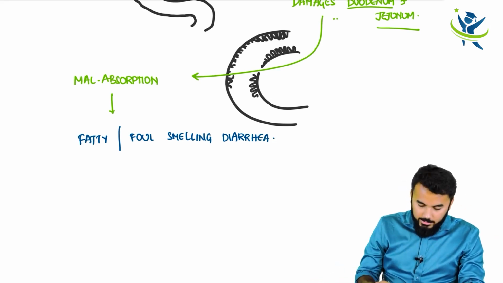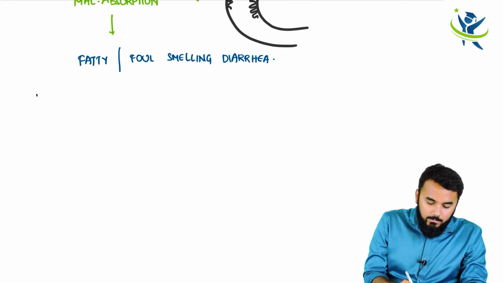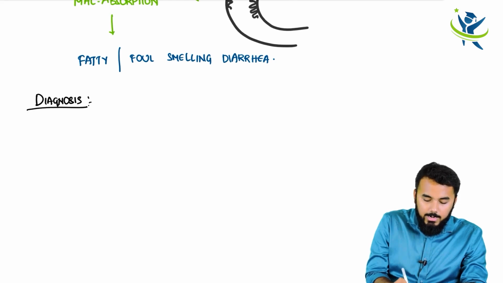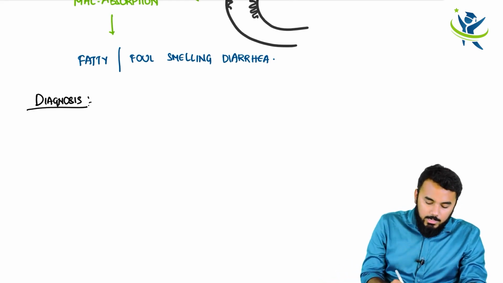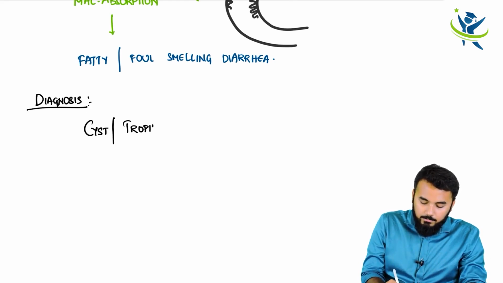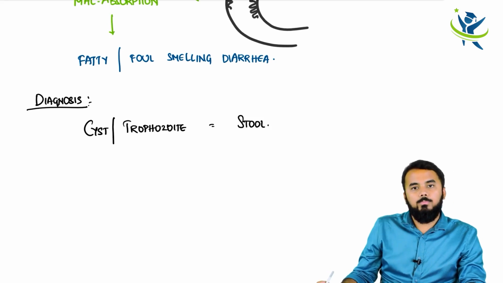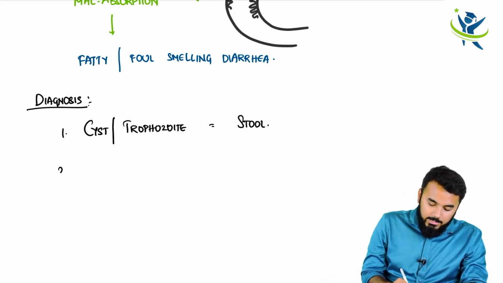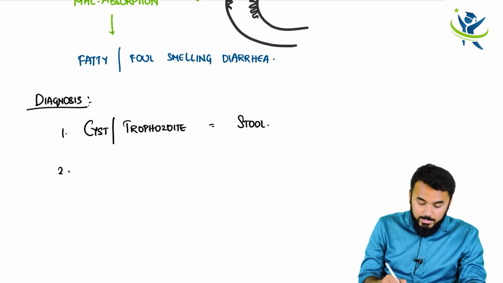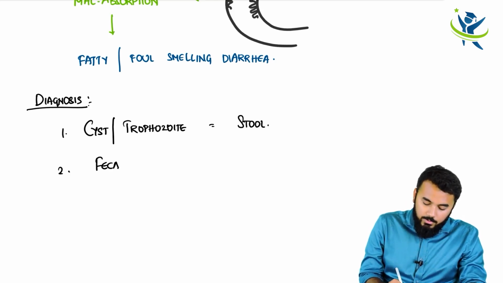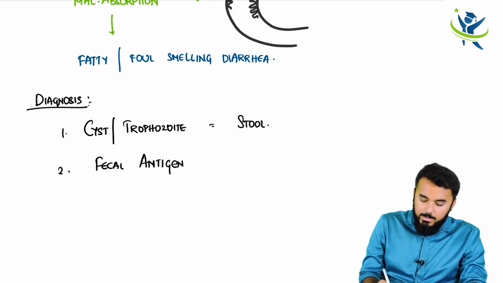When it comes to the diagnosis part, how do you diagnose Giardia lamblia? First, as I told you, you either see the cyst or you see the trophozoite, where you look at them in the stool. After that, the next test is the fecal antigen test. You go for fecal antigen testing.